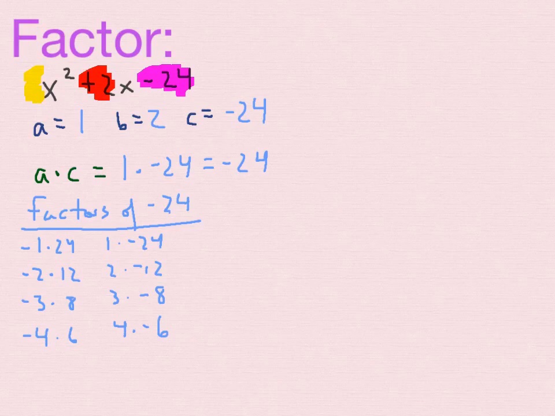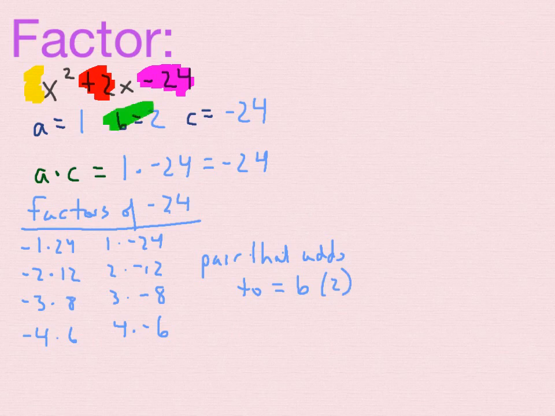Remember, our goal is to find a pair that adds to equal your b term of 2. So remember, we're trying to equal what we had right here. So looking at what I've got, I need this to add to be a positive 2. And so looking through the list right here, negative 4 plus 6 equals 2. That's the hard part. Now we can finish off.